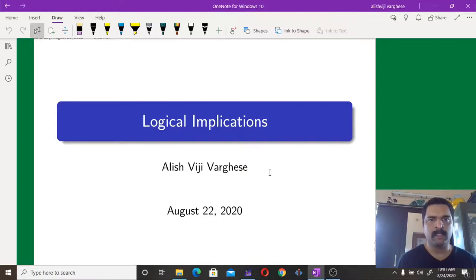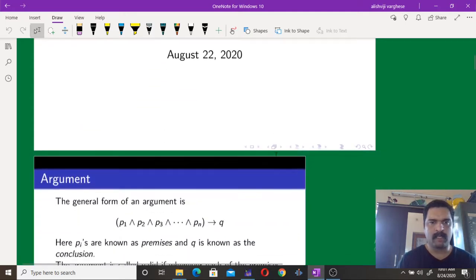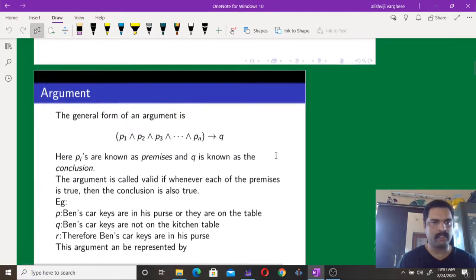Hi, good morning. This is our second section on fundamentals of logic. In this section, we discuss mainly logical implication and validity of arguments. So, we start with what a logical implication is.